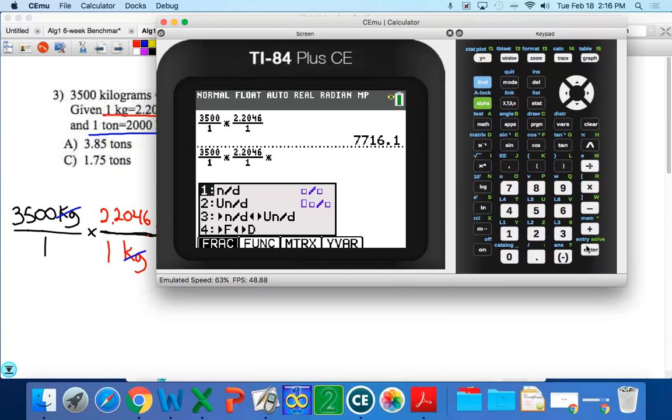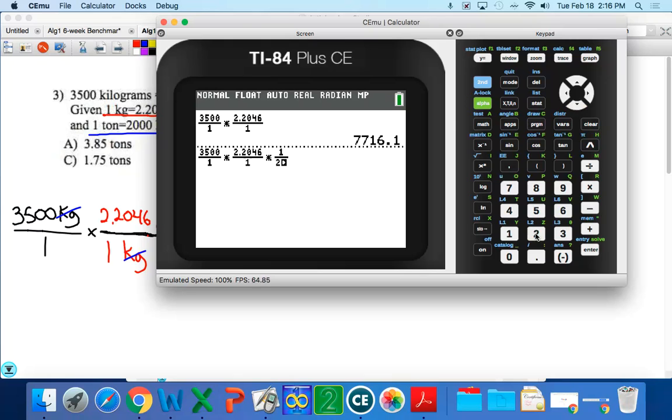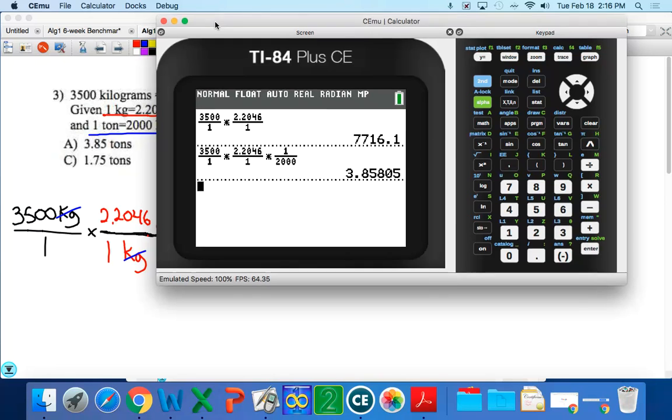So 1 over 2,000. Please ignore that 7,000 number. That was before I got all of it typed in. Double check, make sure our decimals and numbers all look like they're in the right place. They do. I press enter and I get 3.85805. I would just round to 2 decimal places here most of the time.